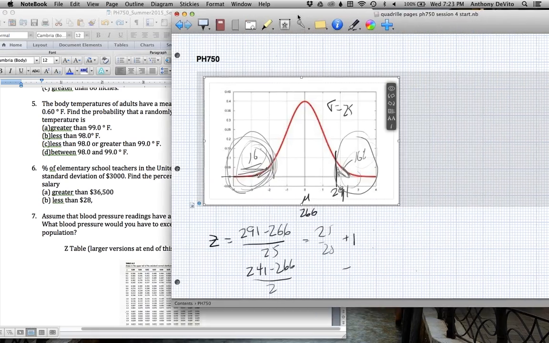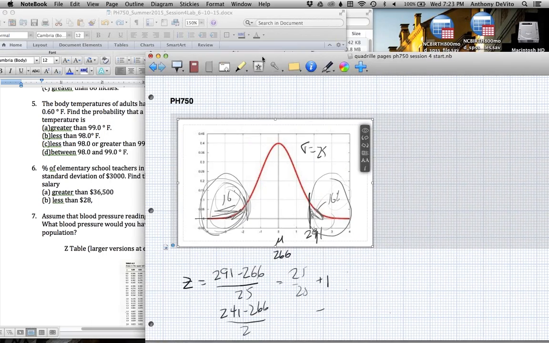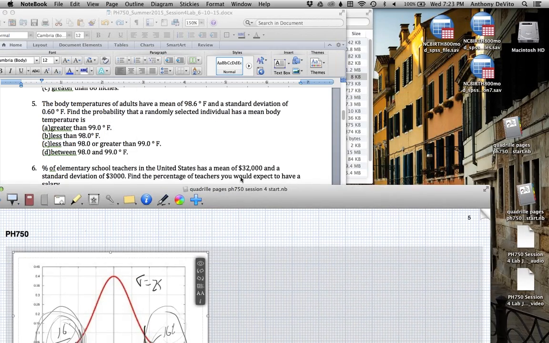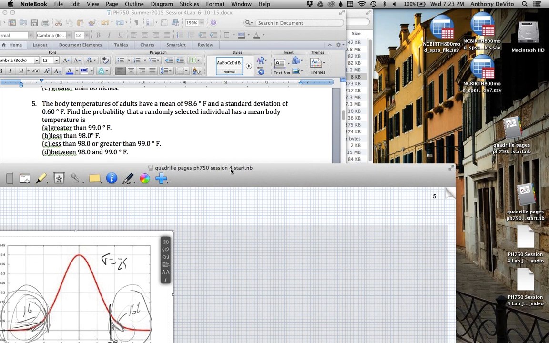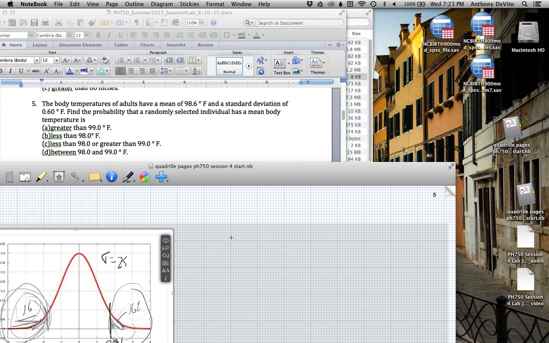Well, I'm going to go over here and move over to the right. I'm going to write this down here. For the moment, I'm not going to draw this. I'm going to say that the mean is equal to 98.6.